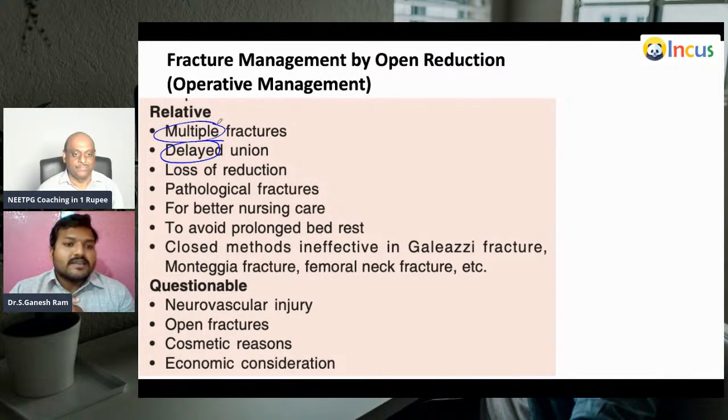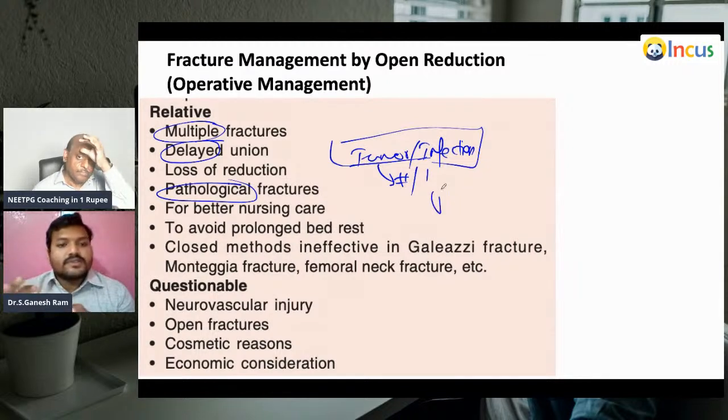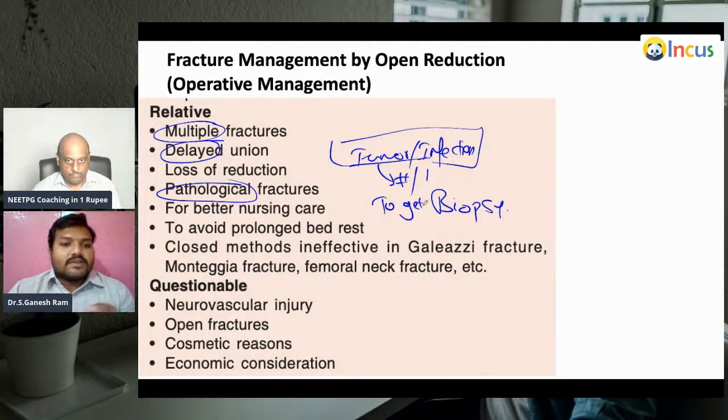And the pathological fracture, which means that there is a tumor or cystic lesion or some lesion in the bone following which a fracture has occurred. The most common pathological fracture would be due to infection or tumor. The bone would have had osteomyelitis and the bone is already weak. Or there is a tumor in the bone, it is already weak, so it will get fractured there. In those conditions we have to open reduce, especially to get a biopsy to determine the cause. So open reduction is preferred. Then, for better nursing care. All these are relative conditions. Better nursing care, bed rest, all these things are relative conditions for open reduction.